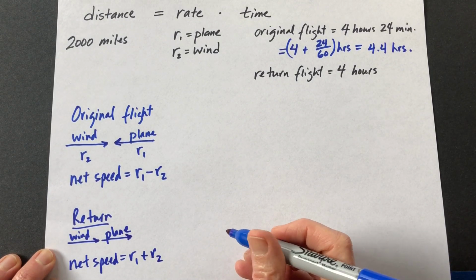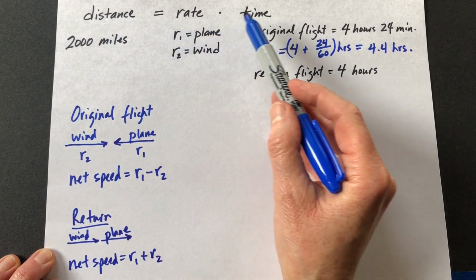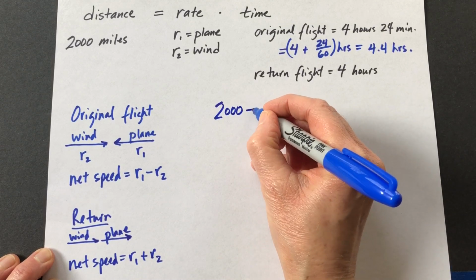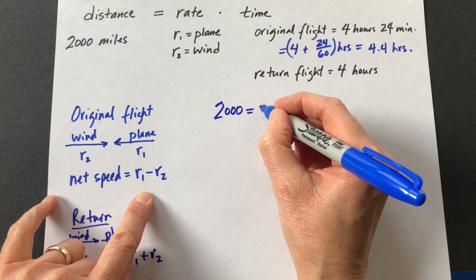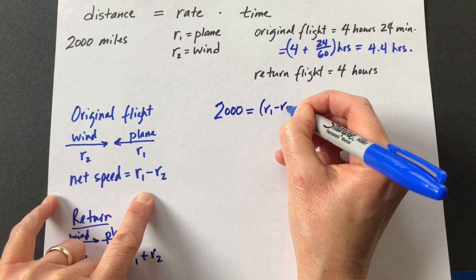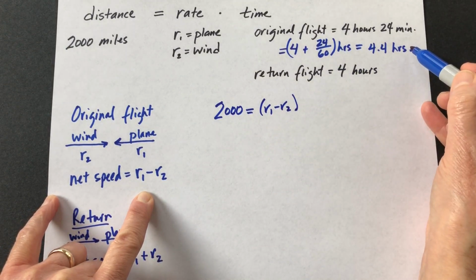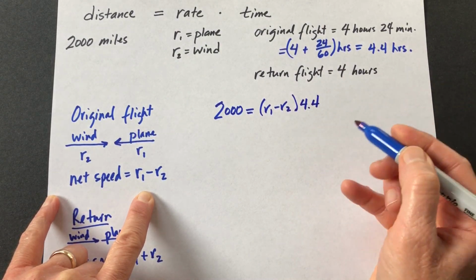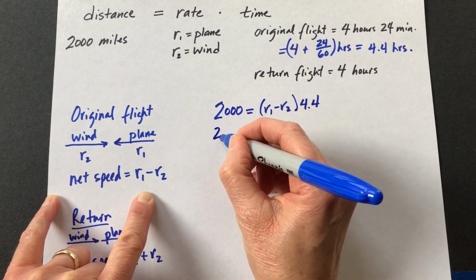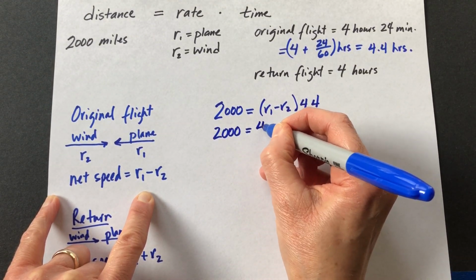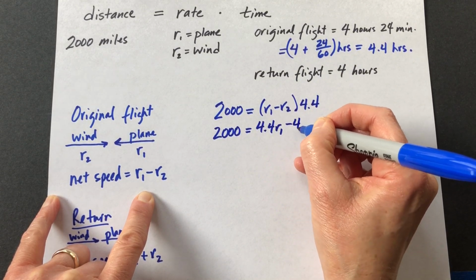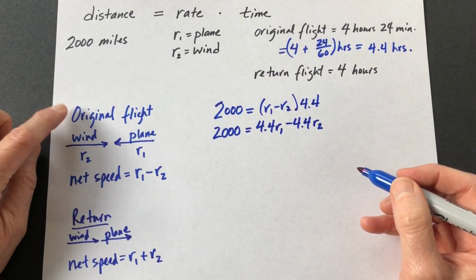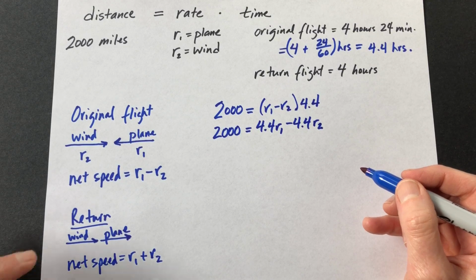So let's look at some equations. Classic distance equals rate times time. Our distance is 2,000. And for the original flight, our net speed, our rate, is R1 minus R2 times the time, which for that outgoing flight is 4.4. I'm going to distribute that 4.4, and we'll end up with 2,000 equals 4.4 R1 minus 4.4 R2. Okay, so there's our first equation based on the information we have about the original flight.